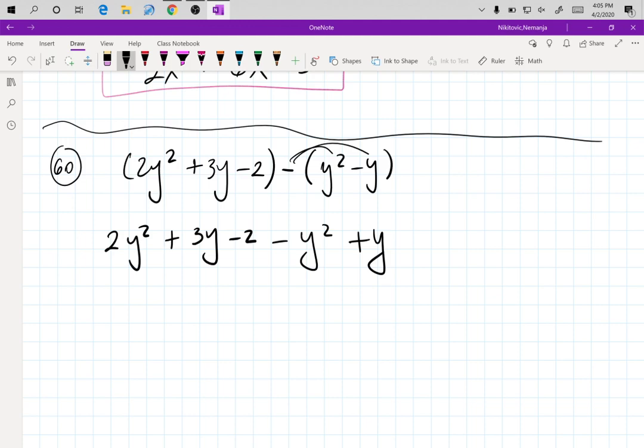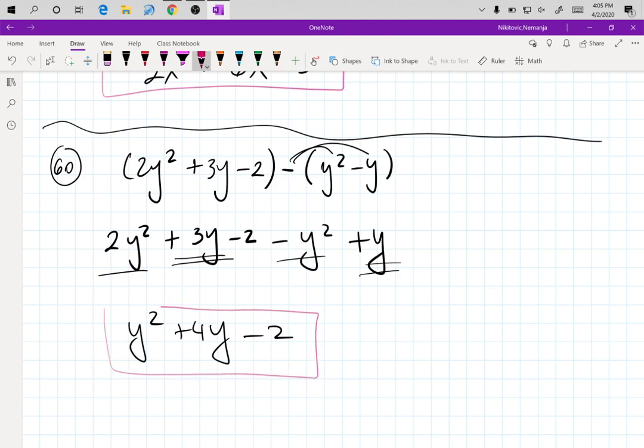And now we go and we look for like terms. That's like totaling y squared, because 2 minus 1. Then we have the y term. So that's plus 3 plus 1 is plus 4y. And finally we have minus 2 at the end, which is a constant, right? So we know what the polynomial is now.